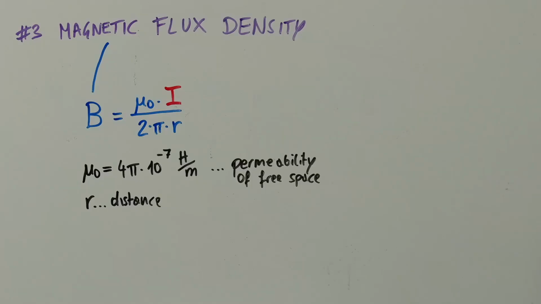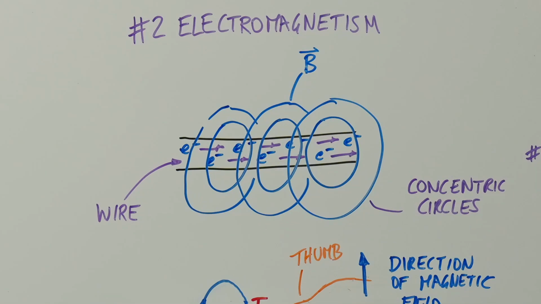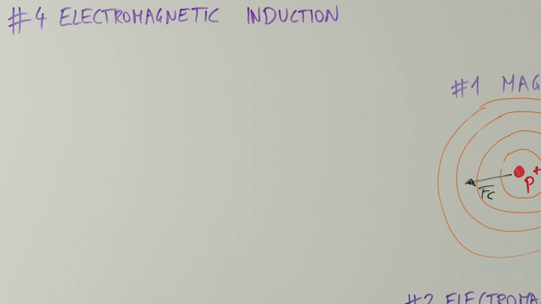The magnetic flux density given in the unit Tesla gives us a rough idea of the strength of the magnetic field around the wire. The strength of the field decreases with increasing distance from the wire and increases with increased current flow. So, we have seen that current in a wire creates a concentric magnetic field around the wire. Conversely, a changing magnetic field can induce an electric current in a conductor. This process is known as electromagnetic induction.